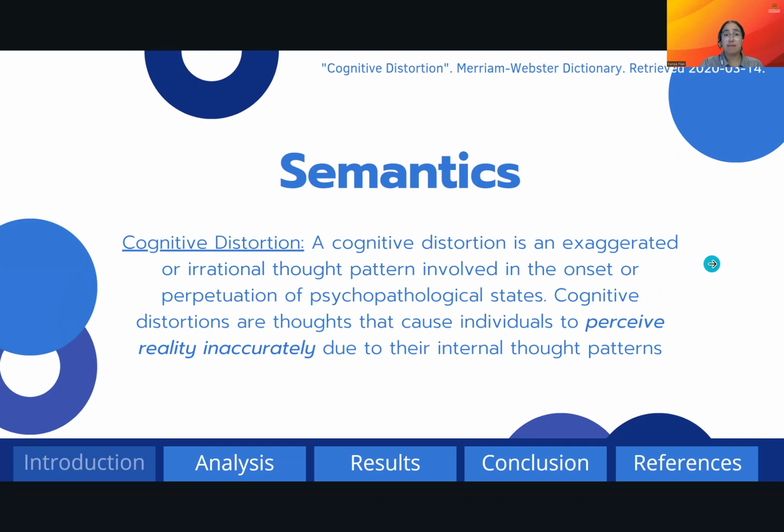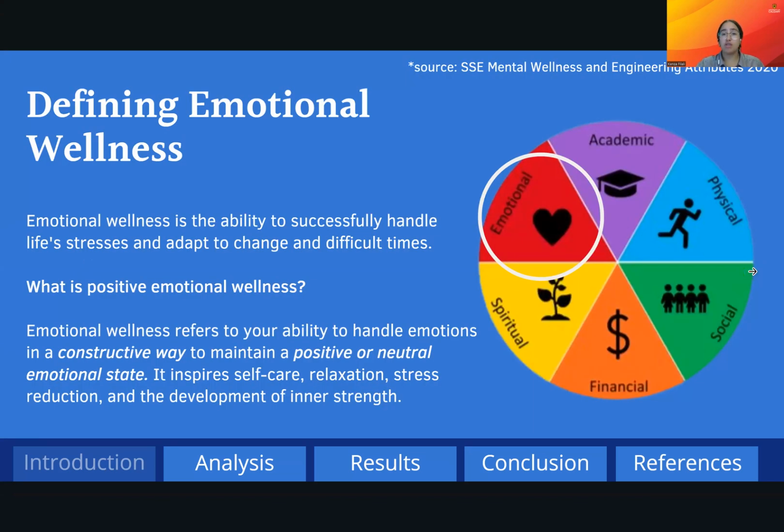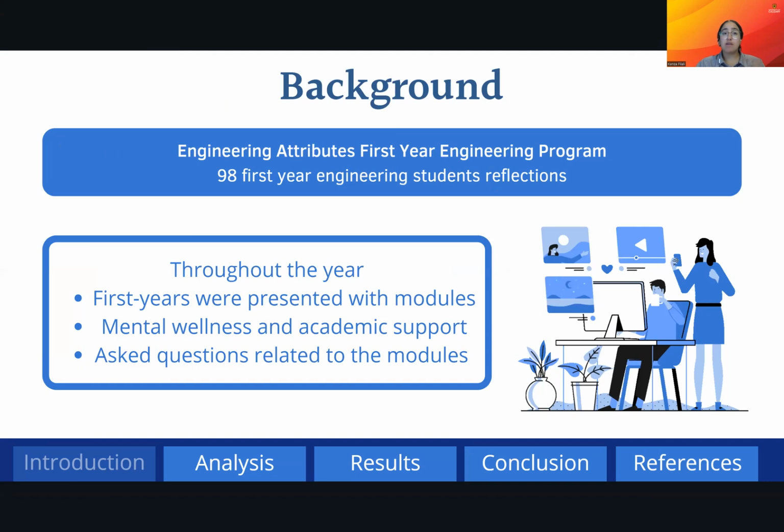So starting off with semantics, we first made sure to clarify how our team defines both the meaning of cognitive distortions and emotional well-being, doing so to understand and answer our research question properly. The wellness wheel is a common tool that we utilize in our team, and we define emotional wellness according to the wellness wheel.